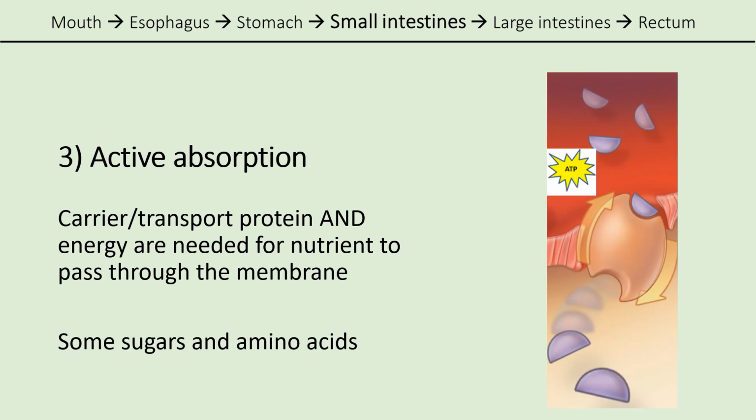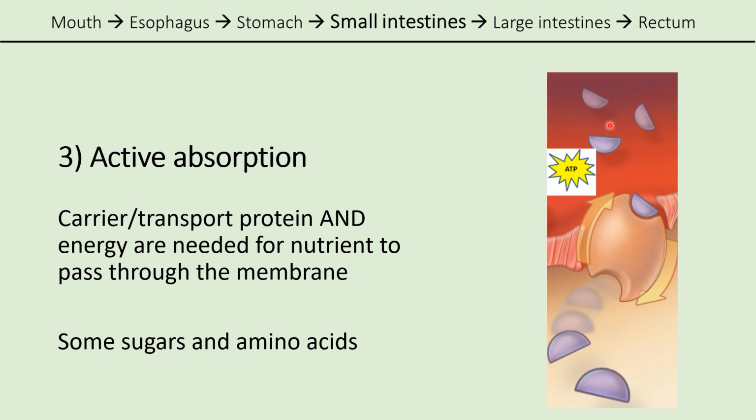All right, the third type is active absorption. Active absorption requires energy, and so I put a little ATP molecule here to show this. This is when a carrier or a transport protein and energy are needed for the nutrient to pass through the membrane. In the last slide, we saw there was just a carrier protein or a transport protein that was needed, and here we need one of those membrane proteins as well as energy to help pump this nutrient through, and this usually happens against a concentration gradient.